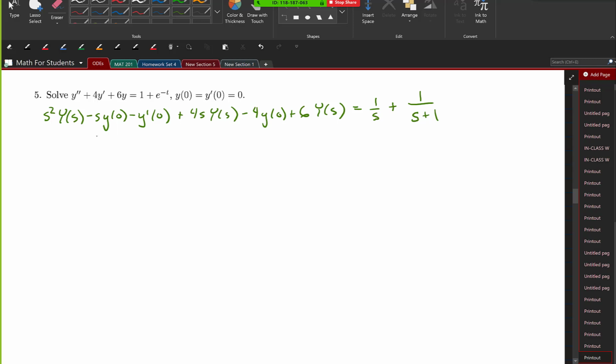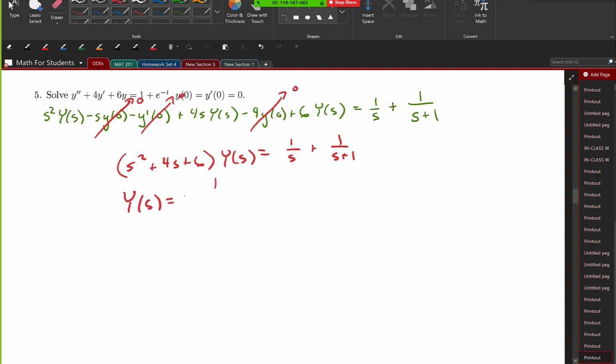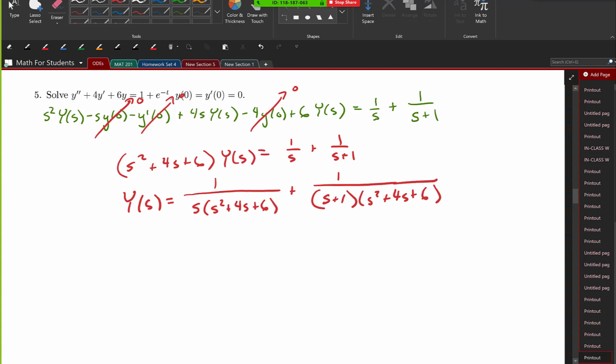Okay, so in this case, as Edward was saying, this goes to 0, this goes to 0, this goes to 0. And so we're left with s squared plus 4s plus 6 y sub s is equal to 1 over s plus 1 over s plus 1. Okay. So you know the drill. What do we try to do? We try to solve for y sub s. We're well on our way. We get y sub s is equal to 1 over s times s squared plus 4s plus 6 plus 1 over s plus 1 times s squared plus 4s plus 6.